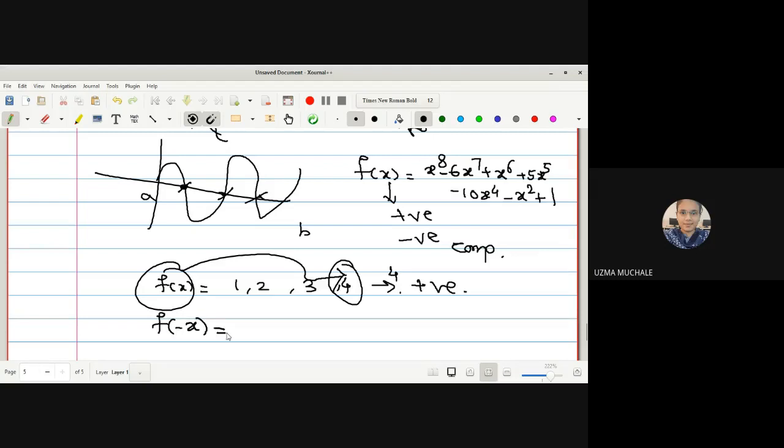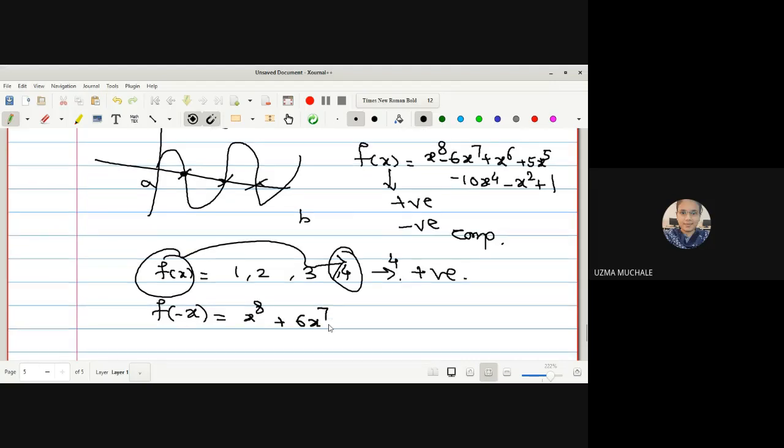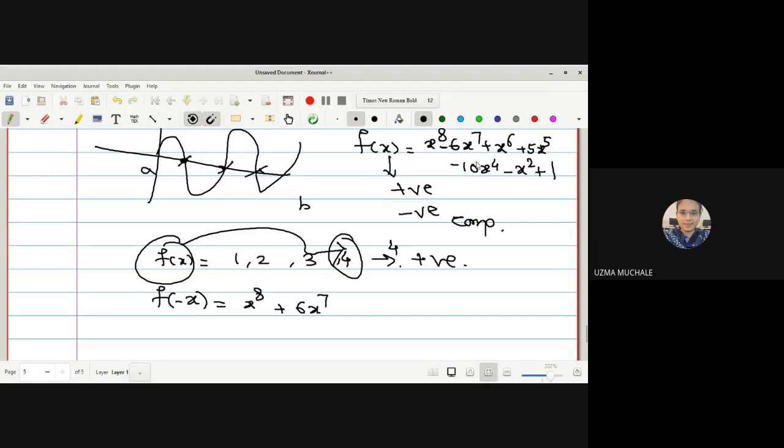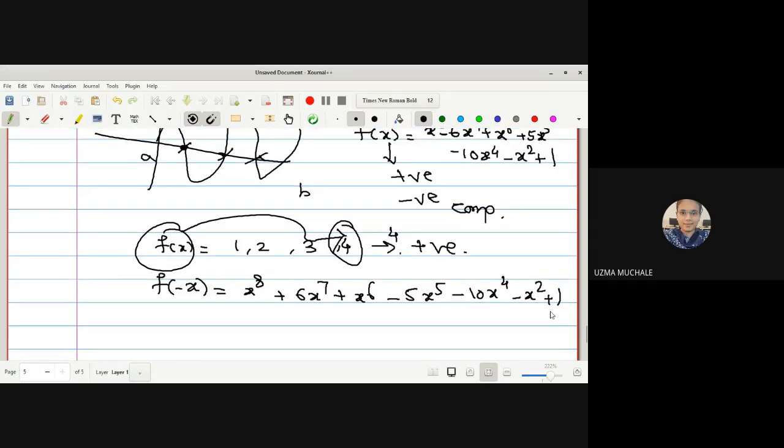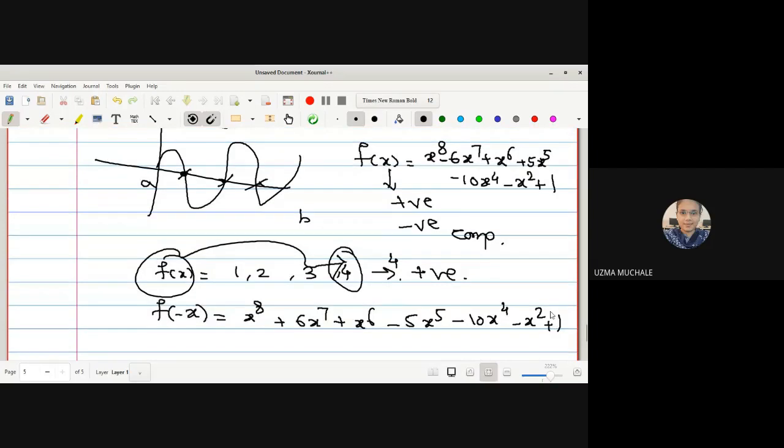Similarly, you can go for f of minus x. Whatever the terms we have, instead of having x, you have to put it as minus x. It will be x raised to 8, minus becomes plus 6x raised to 7, no? 7 is odd number, so that's why this minus will be plus. Plus x raised to 6 minus 5x raised to 5 minus 10x raised to 4 minus x square plus 1. Getting me? Yes, ma'am. शॉर्टकट आहे ह्याला ऍक्च्युअल रिझन काय मलाही माहित नाही. So simply in f of x, you have to check how many times the sign changes.